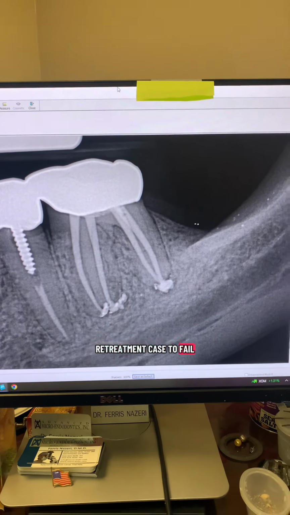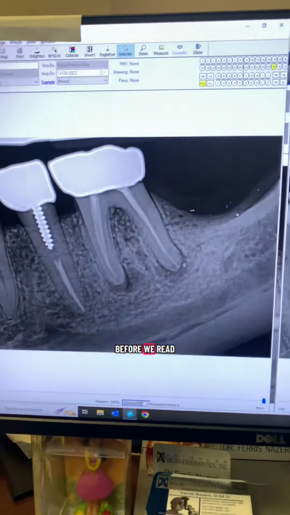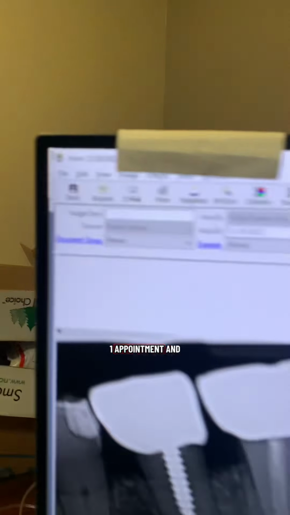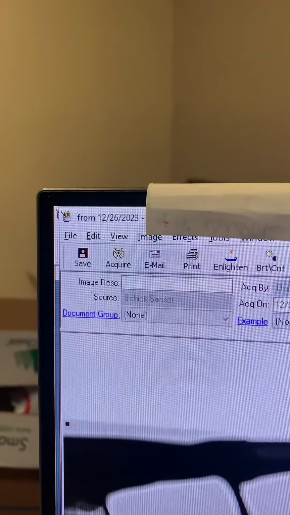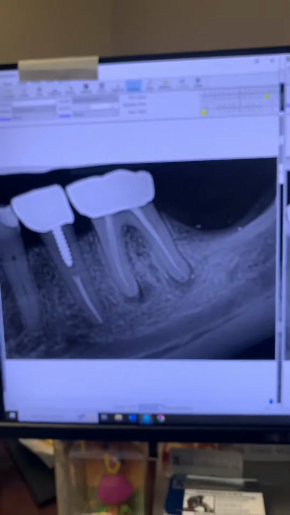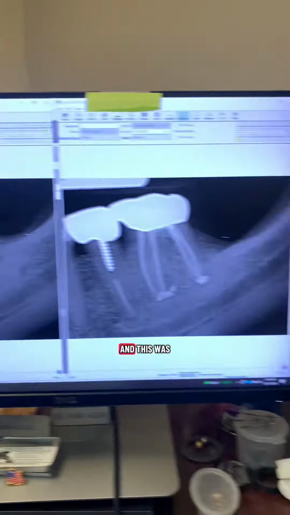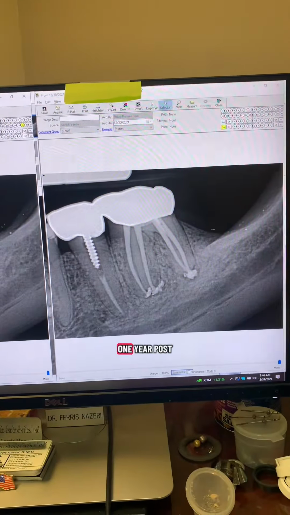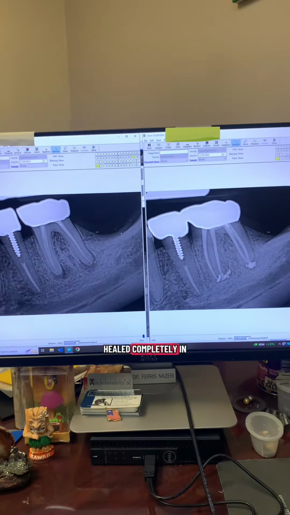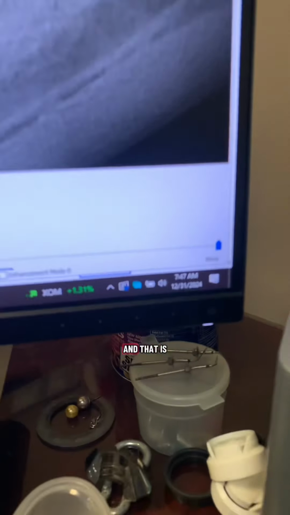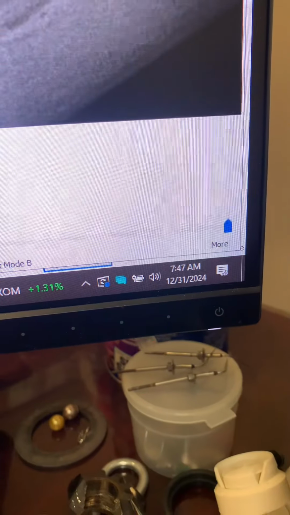Here are the radiographs, x-rays side by side. You can see this was a year ago before we redid the root canal in one appointment. And here's the date. Okay. And this was just the other day, 1 year post-op of the tooth. You can see those periapical lucencies healed completely in 1 year. And that is today's date. All right. And when I saw the patient yesterday, that's the date from yesterday.